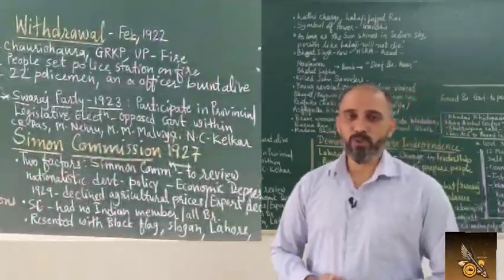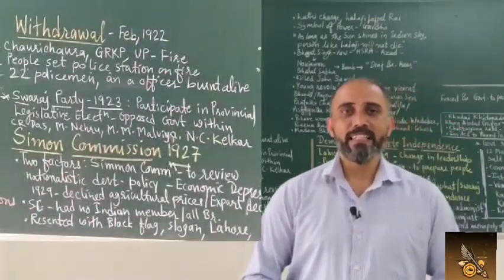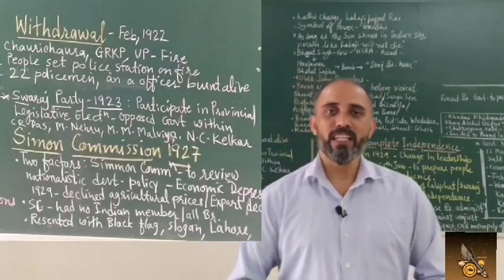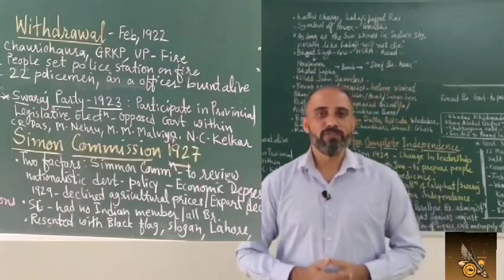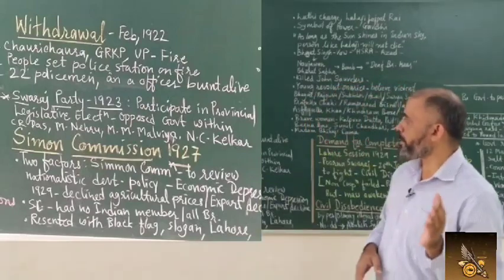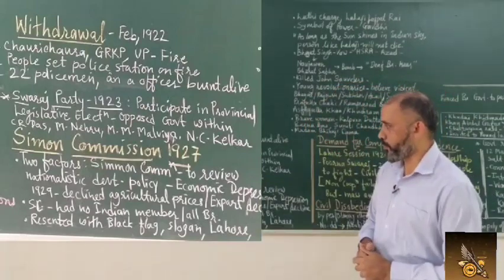Thus, when the news was known to Gandhi, Gandhi felt that this movement had become violent and did not fulfill his principal ideas of non-violence and satyagraha. So he decided to withdraw this movement in February 1922.